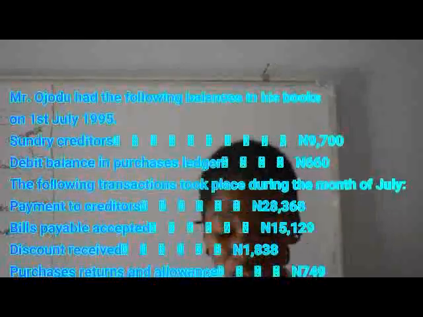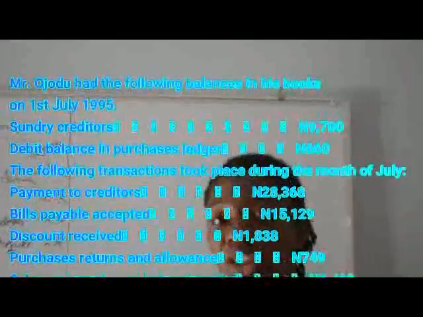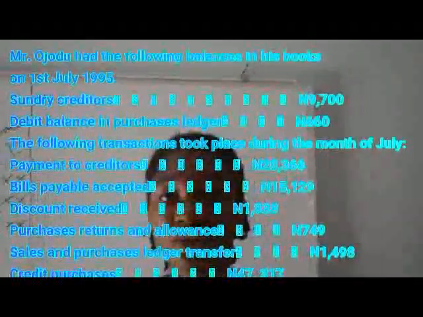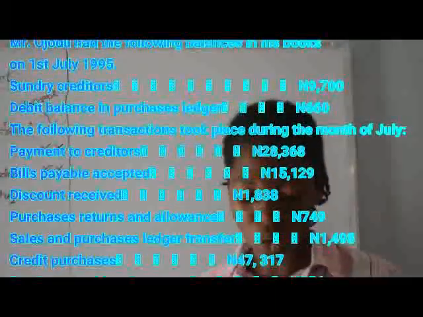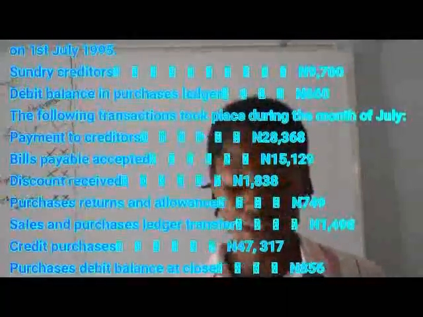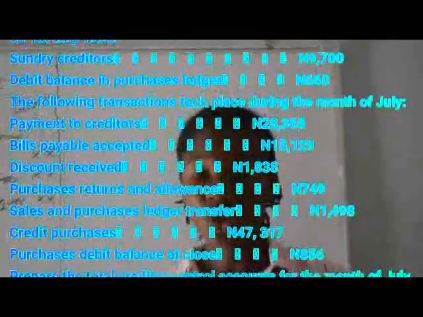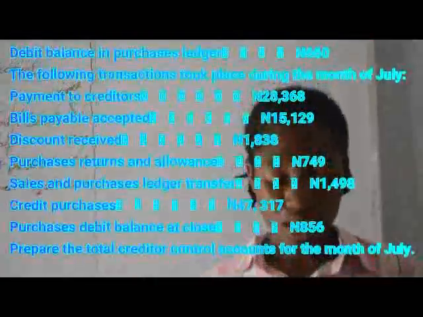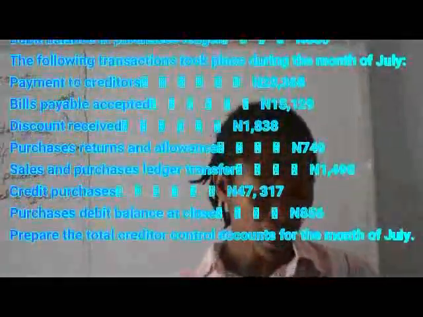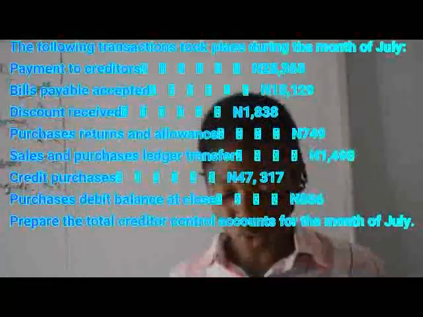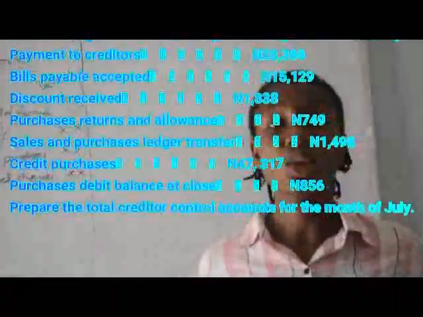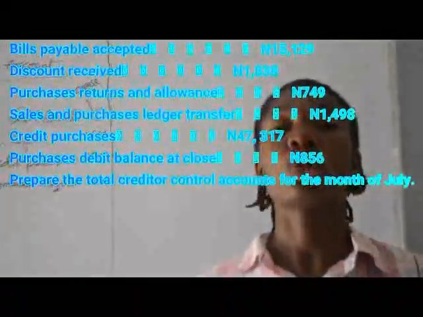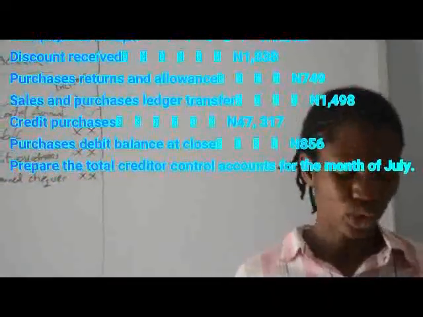15,129 naira. We have discount received, 1,838 naira. We have purchases returns and allowances, 749 naira. We have sales and purchases ledger transfer, that's our set-off, 1,498 naira. We have our credit purchases, 47,317 naira. Then we have purchases debit balance at the close of the month, 856, and we are required to prepare the total creditors control account for the month of July.